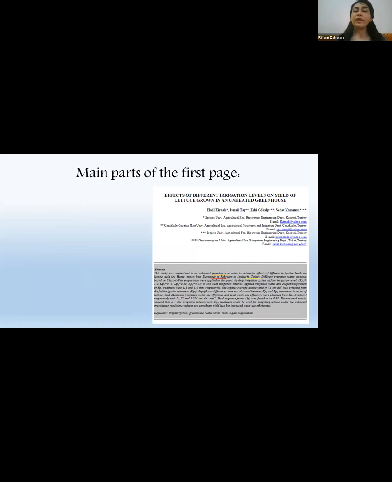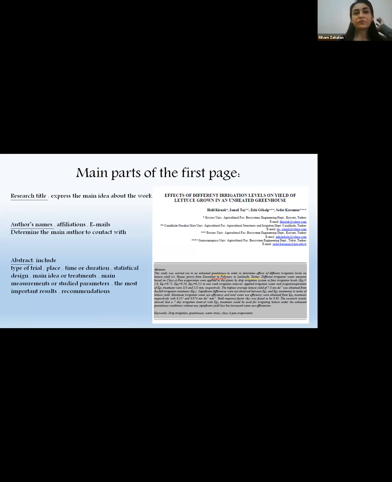Yes, if we get a closer look to the first page of my paper, I here should find the title. Yes, please, Professor, the text. Yes, we can here find the title. The research title should express the main idea about my work. For example, if I read the title here, it talks about effect of different irrigation levels.